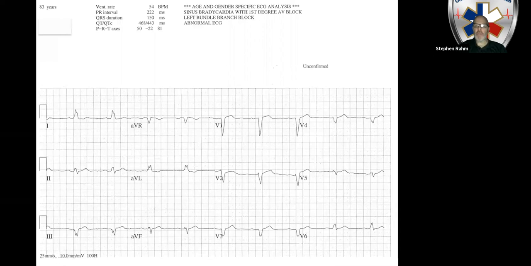Another left bundle branch block, again, same pattern. I may be able to hallucinate a small little R wave in V1, but I can definitely see a little R wave down here in lead V2. So I'm just going to call these RS complexes, but you notice that it does terminate in an S wave, which means the terminal wave, the last wave of that complex, is an S wave.